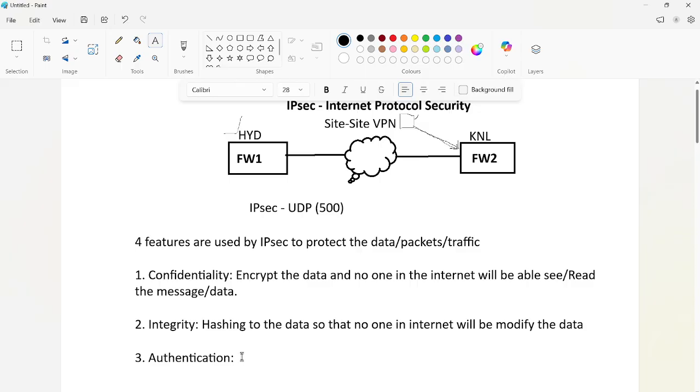In this authentication, we have multiple types. We have two types: you can use a pre-shared key or certificates. So we can use certificates or a pre-shared key here to authenticate the devices between your branch offices.